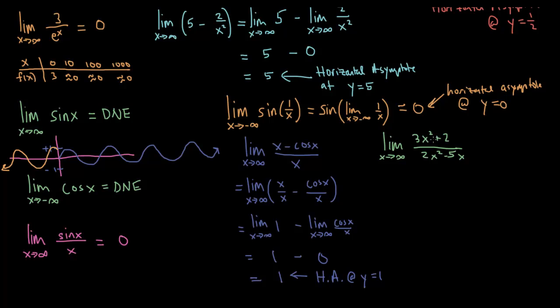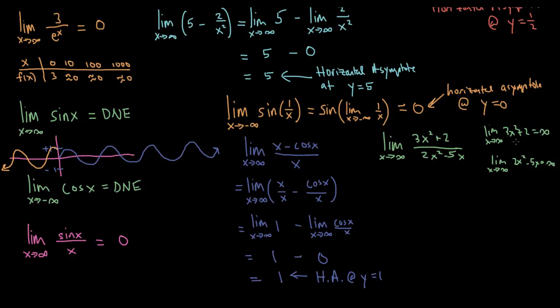If we look at the limit of the top individually, so you look at the limit as x approaches infinity of 3x squared plus 2, you get infinity. If you look at the limit of the denominator individually as x approaches infinity of 2x squared minus 5x, again, you get infinity. Those are just increasing without bound. Those are both parabolas, quadratic functions, and we know that if the leading coefficient is positive, they're going to be increasing without bound in the right-hand direction.